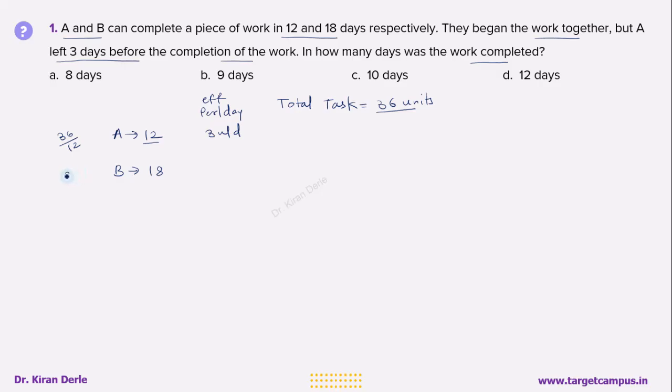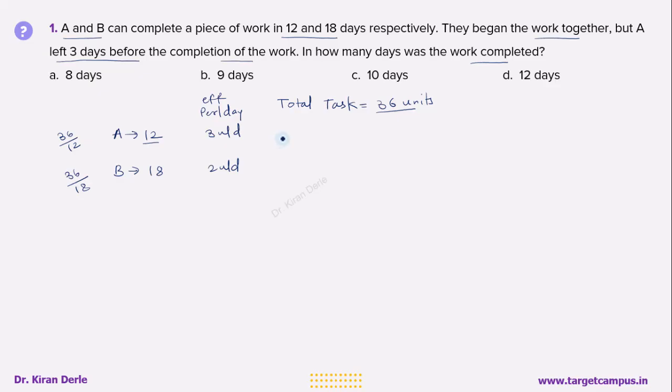And B, 36 units takes 18 days to complete the task. So the efficiency of B is 2 units per day. Okay, fine. Now this is the situation we have. Now what is given to us? They began the work together, but A left 3 days before the completion of work.